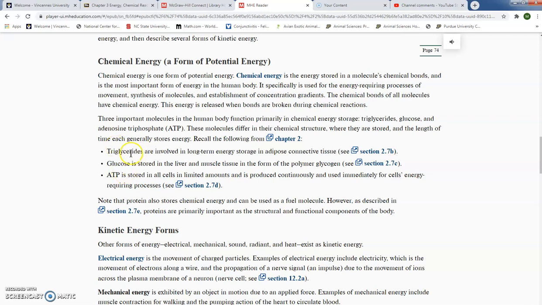So our cells will break down the bonds in triglycerides to get energy, and also break down the bonds in glucose to get energy. And then remember, ATP is the storage form of energy in the cells. So it's got this readily available energy for the cell to do work. So most cells will have some stored ATP. All right, so those are our three important molecules for chemical energy storage. So that's where we get most of our energy.